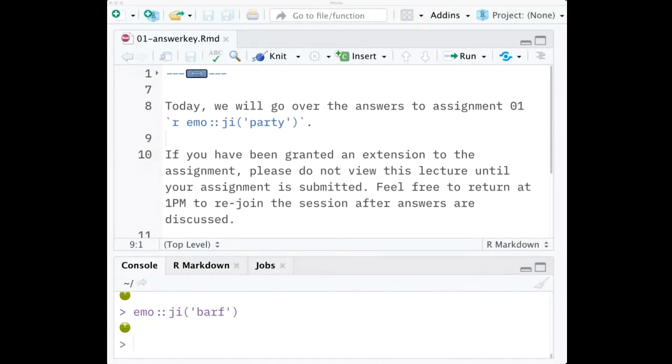Today we will go over the answers to assignment 1. If you have been granted an extension to this assignment, please do not view the lecture until your assignment is submitted. Feel free to return at 1 p.m. to rejoin this session after the answers are discussed, if you want to ask some questions or continue getting help with your extended submission, or if you have questions about the next block. But at this point, I'm going to scan through the attendees, and if you are someone I have on my list of people that has gotten an extension, I'm going to boot you out.